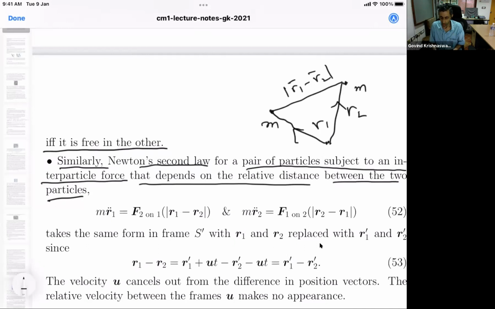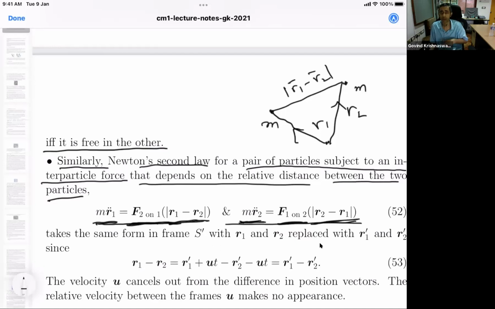So Newton's equations for the two particles in the original frame, the unprimed frame, are these two: m r1 double dot equal to the force due to 2 on 1, which then depends only on the distance, modulus of r1 minus r2. Similarly, you have the equation of motion for the second particle, and that is m r2 double dot is equal to F1 on 2. This is the force of the first particle on the second. That again is assumed to depend only on the distance between the two particles.